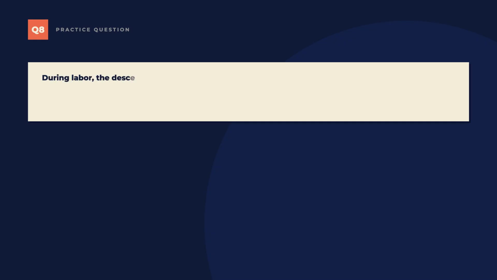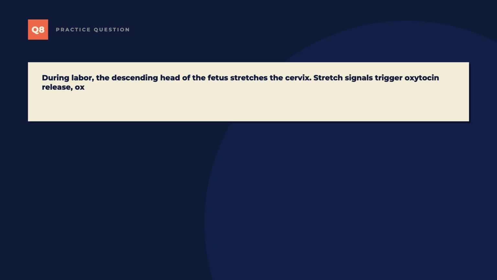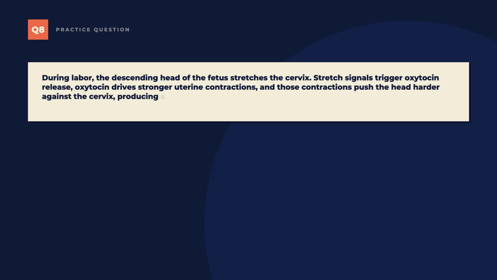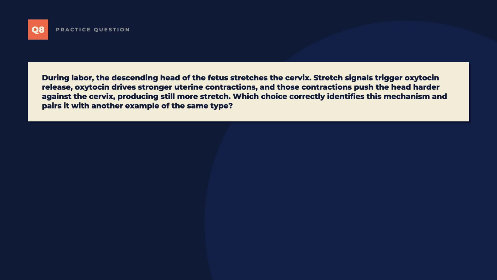Question 8. During labor, the descending head of the fetus stretches the cervix. Stretch signals trigger oxytocin release. Oxytocin drives stronger uterine contractions, and those contractions push the head harder against the cervix, producing still more stretch. Which choice correctly identifies this mechanism and pairs it with another example of the same type?